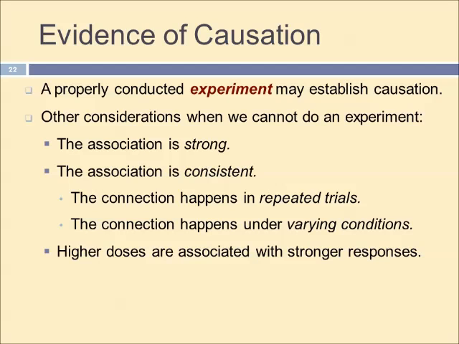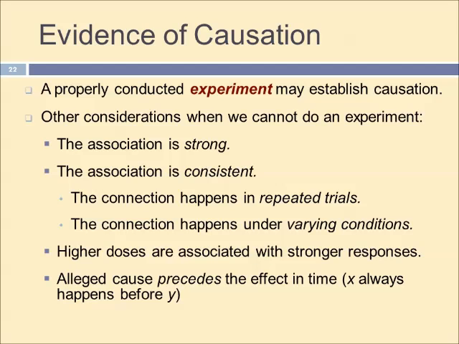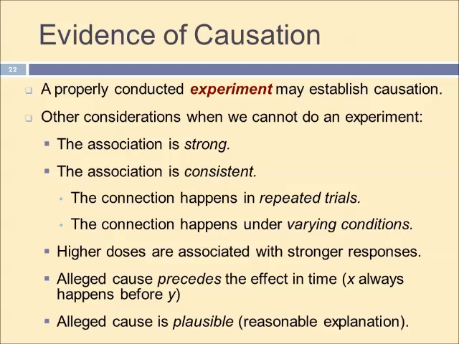Higher doses are associated with stronger responses. So in other words, the more someone smokes, the more likely they are to get lung cancer. And the alleged cause precedes the effect in time. So X always happens before Y. That is, in most observed cases, smoking happened and then lung cancer happened, not the other way around. And the alleged cause is plausible, so there's a reasonable explanation.